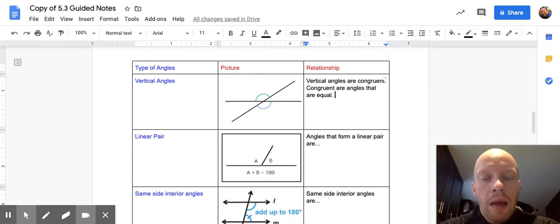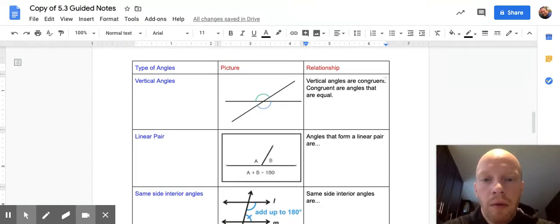Now, these two angles here that don't have any type of marking, are these two vertical angles? Once again, you are correct. They are vertical angles, right? They're across from each other. So that means that they're going to be congruent angles. Okay, so that's a little bit of practice from the past.